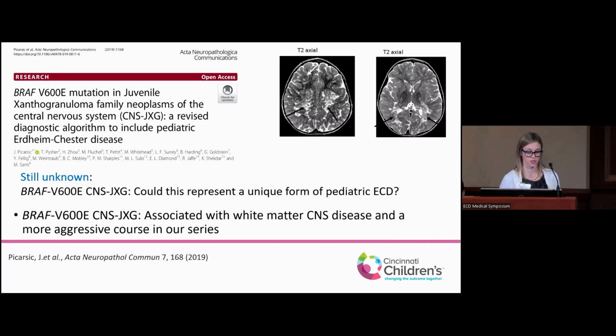So still unanswered questions. And also of note that we had at least another 1 or 2 kids with some associated white matter change disease. And as we know in LCH, the BRAF V600E in the brain with the neurodegenerative disease, it does portend, it seems, a more aggressive course.